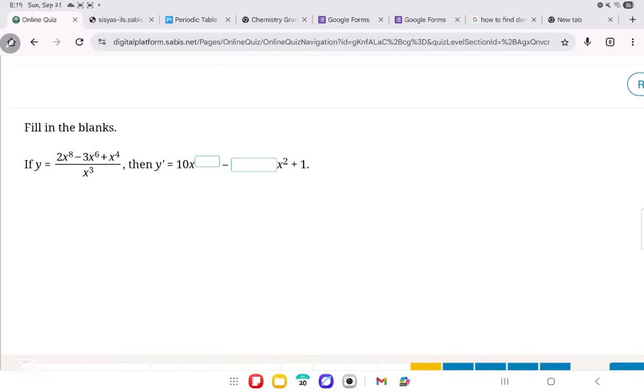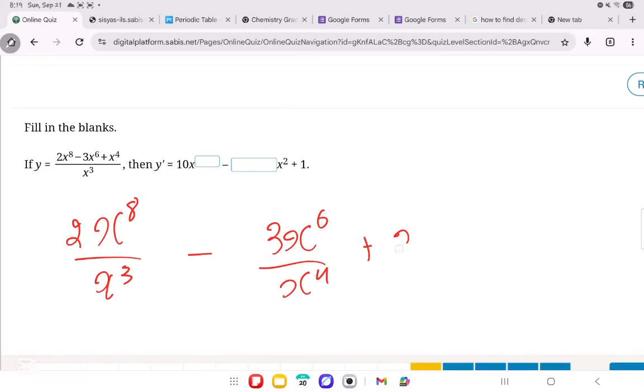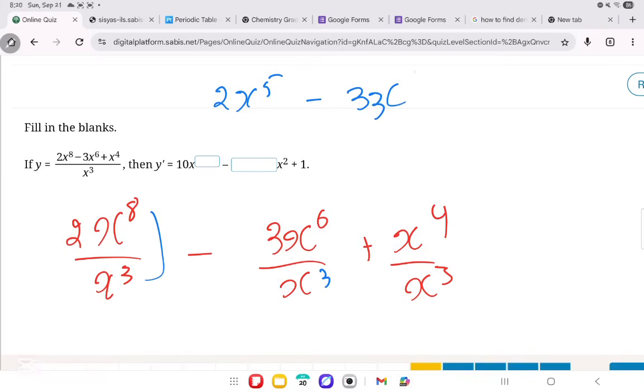Here, I don't recommend doing u over v. Instead, just take the 2x8 and separate the denominator. So 2x8 over x3 minus 3x6 over x3 plus x4 over x3. Now, what can you notice? You can notice that each one you can divide by x3. So it's going to be 2x5 because 8 minus 3 is 5, minus 3x3 because, what did I write?